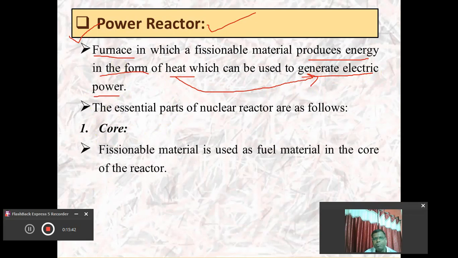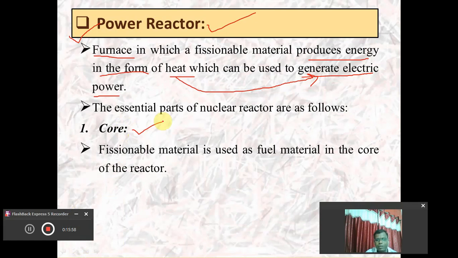So the essential components or parts of the nuclear reactor will be as follows. Just like the nuclear reactor, there is nothing different between them, we require the central part, because the power reactor and the nuclear reactor are both exactly the same, with no difference.